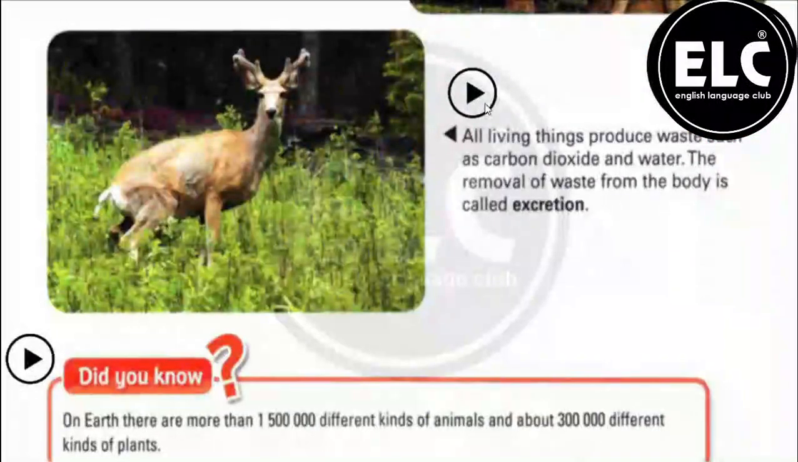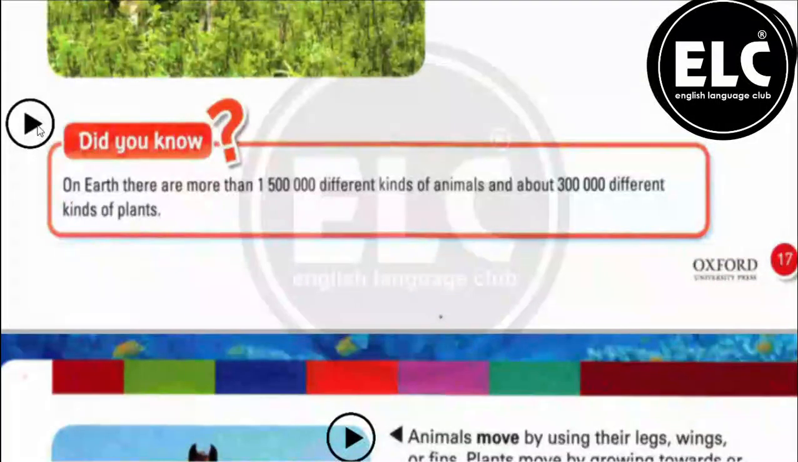All living things produce waste such as carbon dioxide and water. The removal of waste from the body is called excretion. Did you know, on Earth there are more than 1,500,000 different kinds of animals and about 300,000 different kinds of plants?